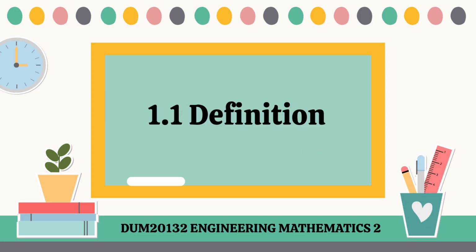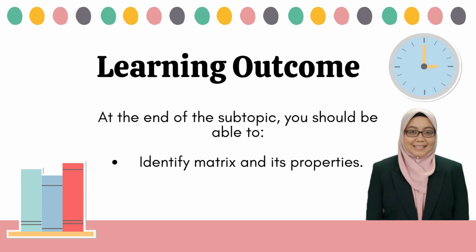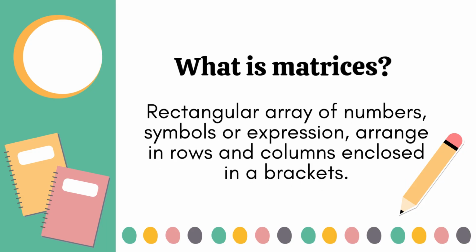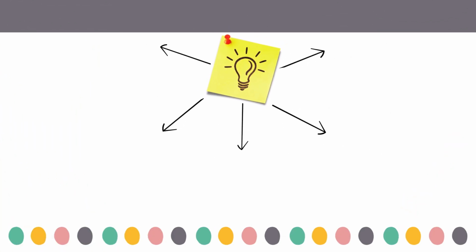Definitions of matrices. Learning outcomes. At the end of the subtopic, you should be able to identify matrix and its properties. What is a matrix? A matrix is a rectangular array of numbers, symbols, or expressions arranged in rows and columns enclosed in a bracket. In this subtopic, you will come across several basic terms.